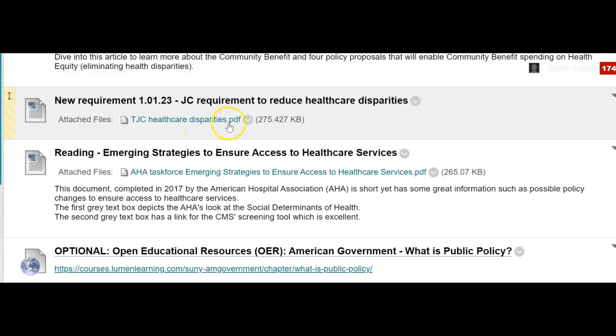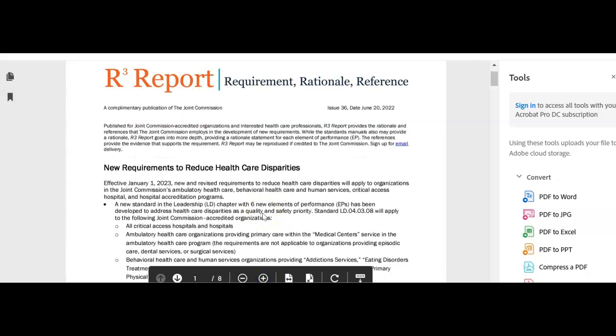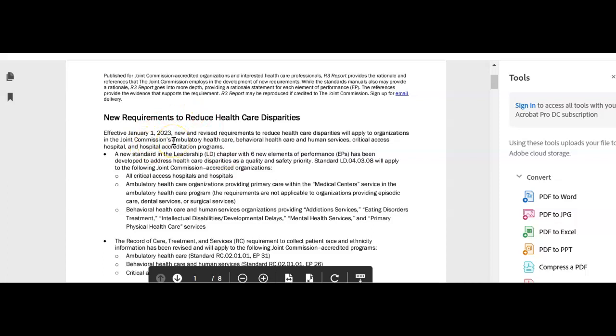And then thanks to Sarah for supplying this earlier in a different learning unit, there is a new Joint Commission requirement to reduce healthcare disparities. So I'm asking that you look at this, and let's do it together for a minute. I think we have some time. And in this report, as of January 2023, there is a new and a revised requirement to reduce healthcare disparities.